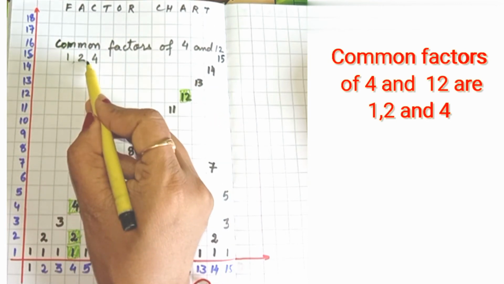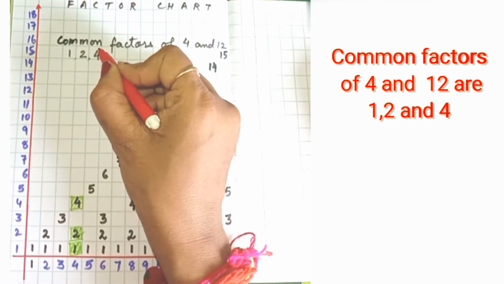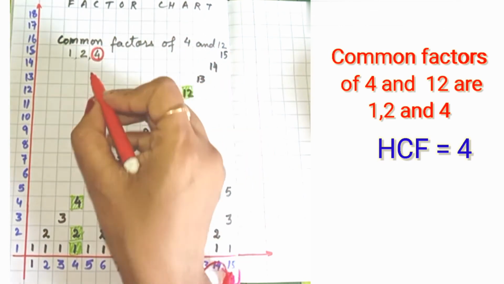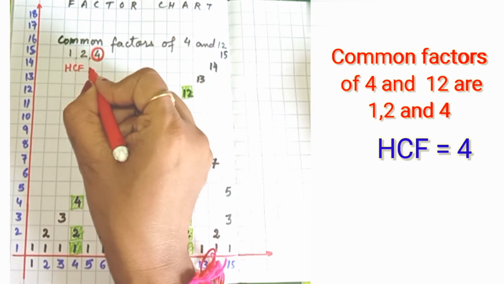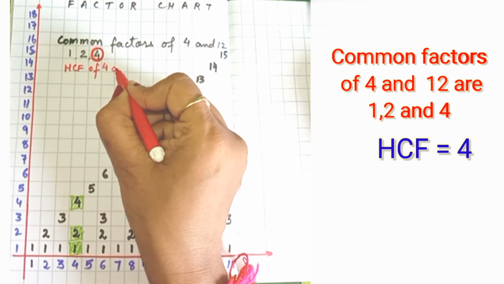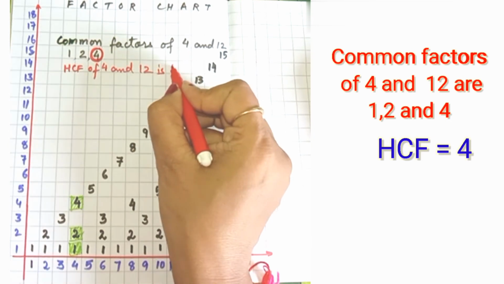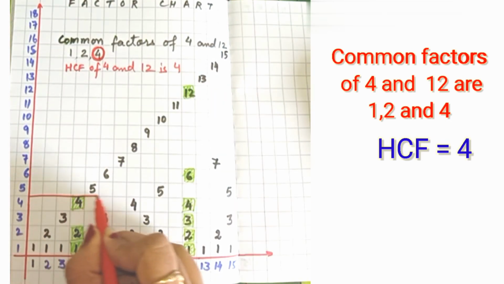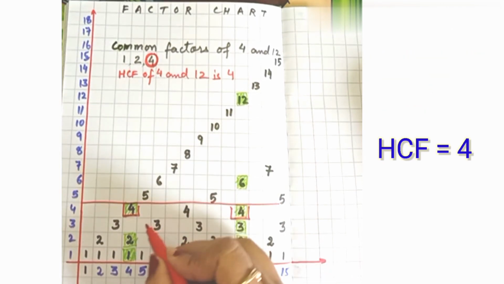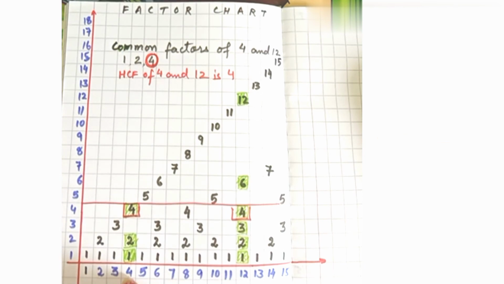Now children, look, out of these 3 numbers, which is the greatest one? The greatest one is 4. So, HCF, the highest common factor of 4 and 12, is 4. You can see from this that 4 is present in the common factors of both the numbers and it is the highest. So, HCF of 4 and 12 is 4. Similarly, you can repeat this activity with different numbers and check their HCF.